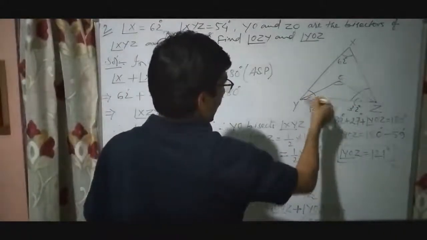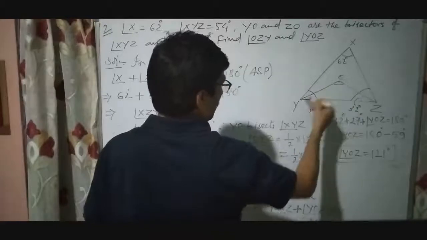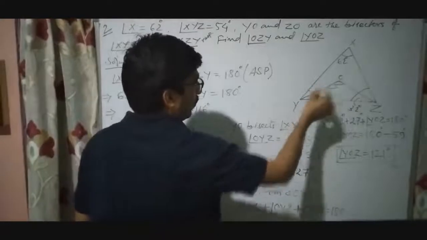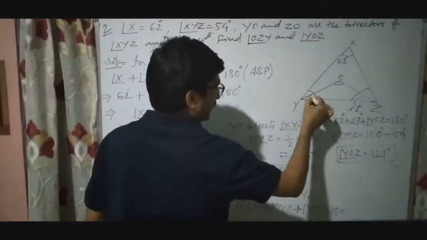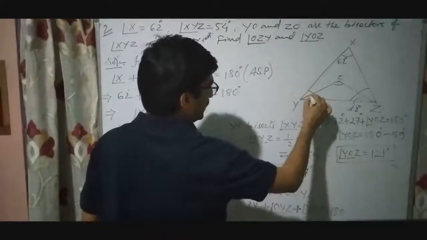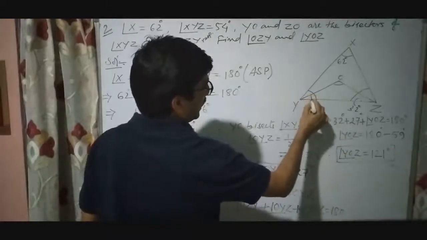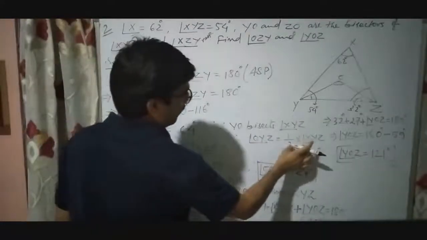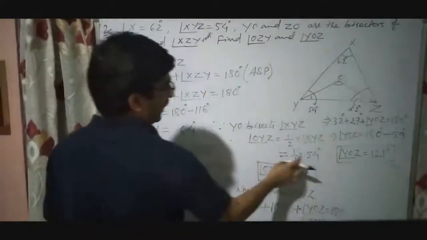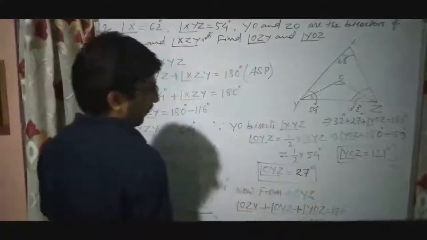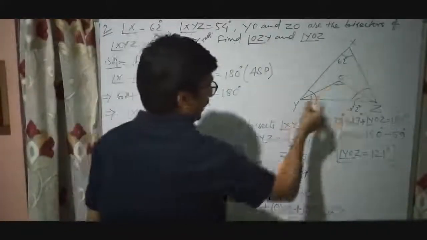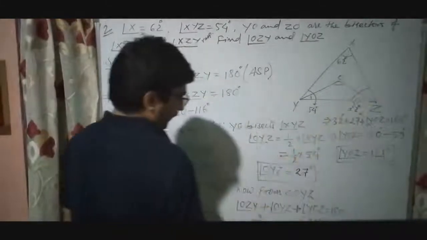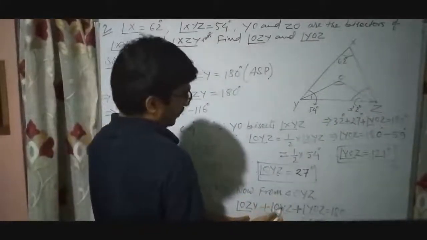Now here, since YO bisects angle XYZ, we will get here OYZ, this angle. This angle is half of 54, that will be 27. So OYZ equals half of XYZ, that is half of 54, or 27. Now in this small triangle OYZ, you use the angle sum property.